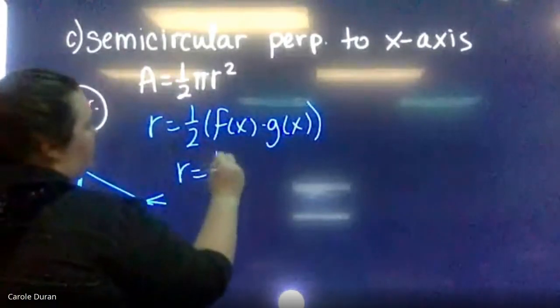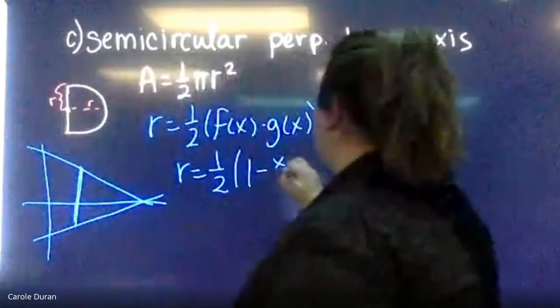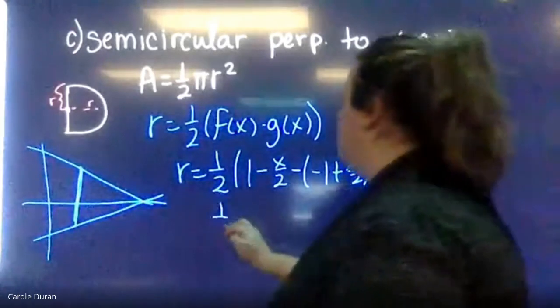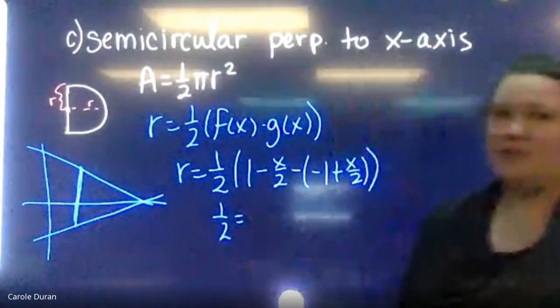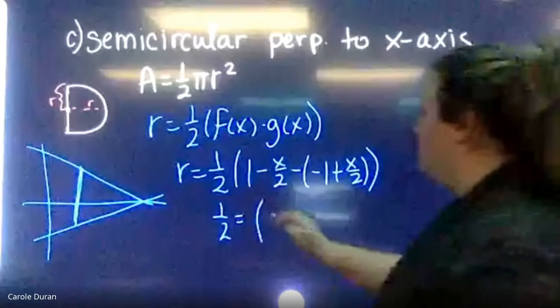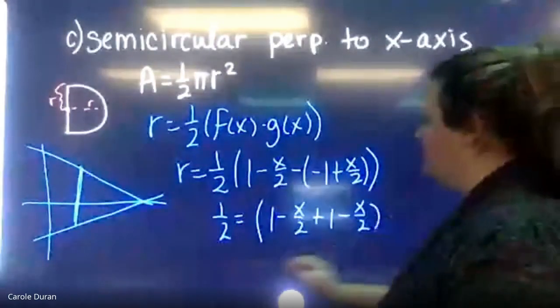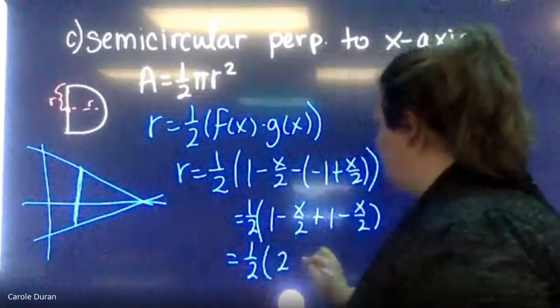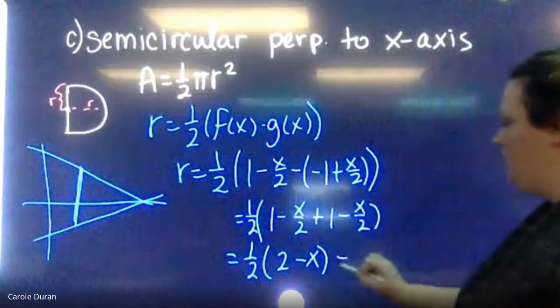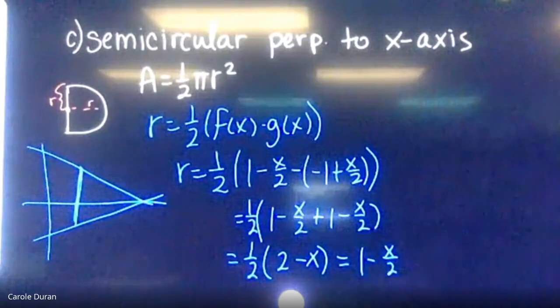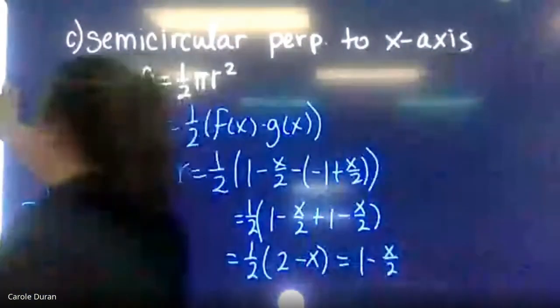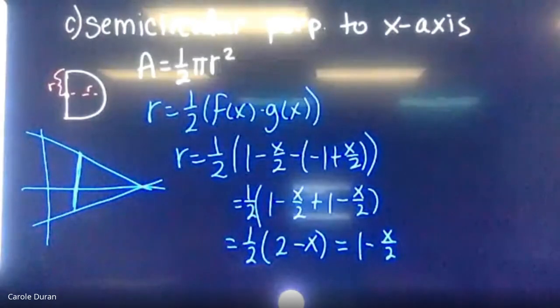So my radius is equal to 1/2 of 1 minus x over 2 minus negative 1 plus x over 2. We simplify that out. We've already done all the work, so if you want to pull it from before, that's okay too. So I just did f minus g, simplified it, and then divided my answer by 2. And I get that my radius is equal to 1 minus x over 2. I'll give you a second to finish that out.